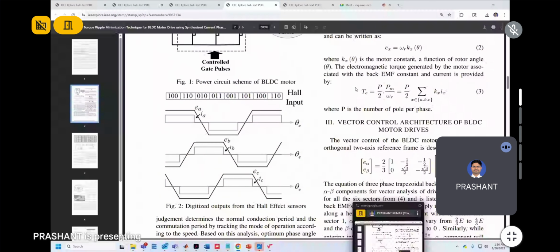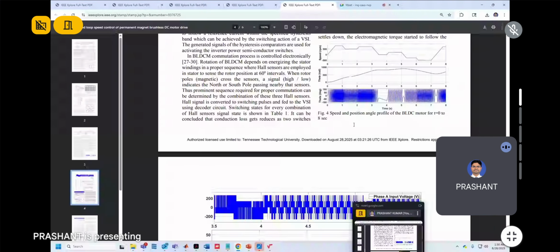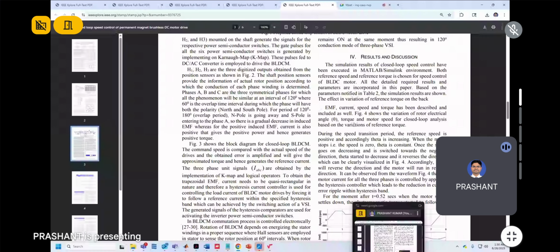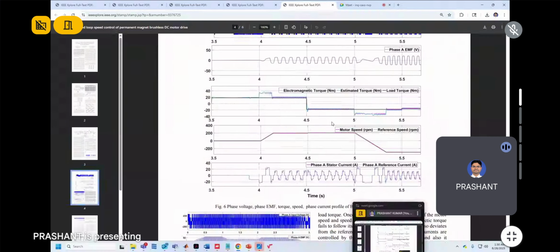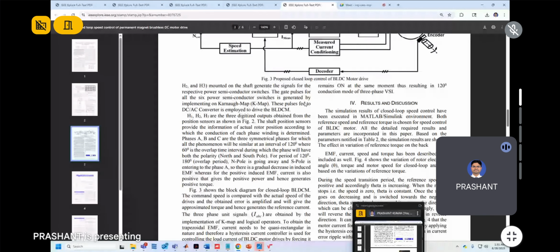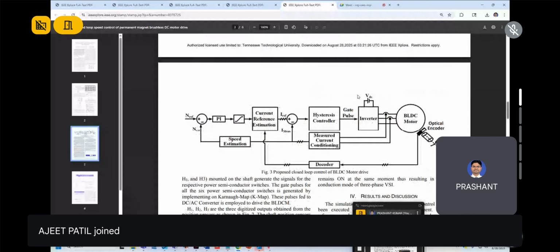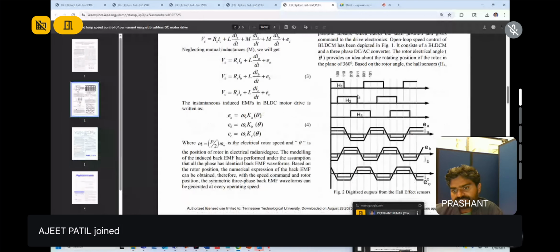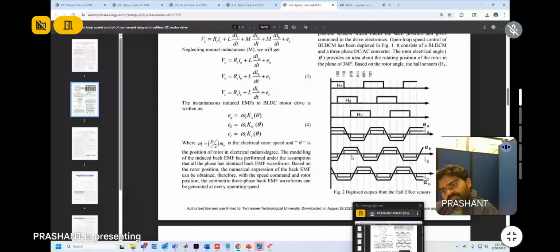Now let me explain with this diagram. This was the same result that we have seen. More results I will show. Another module of my work was to make the controller design easier.